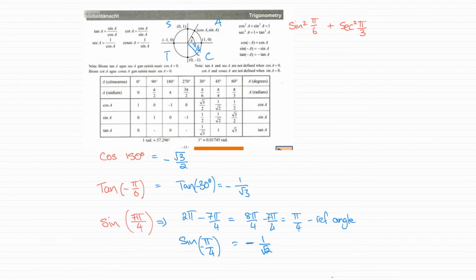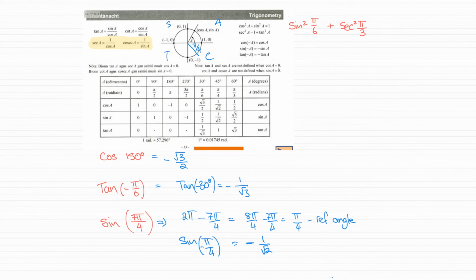And then finally, let's look up here at the last question, which is sine squared of pi over 6 plus sec squared of pi over 3. Okay, so there's a couple of things we need to talk about here. First of all, let's talk about sec and cosec. Let me highlight these on your formula tables. Up here on the left-hand side, you can see we've tan A and cotan A, sec A and cosec A. So sec A is just 1 over the cosine. Cosec A is 1 over the sine.